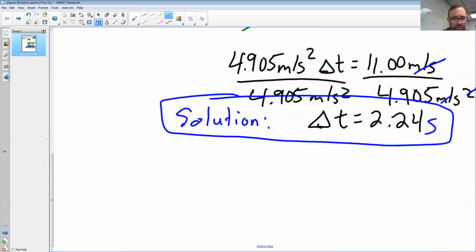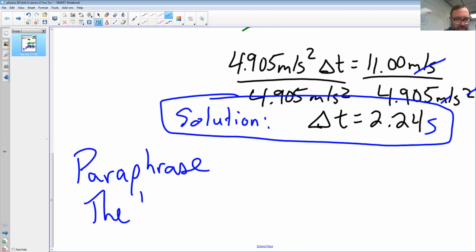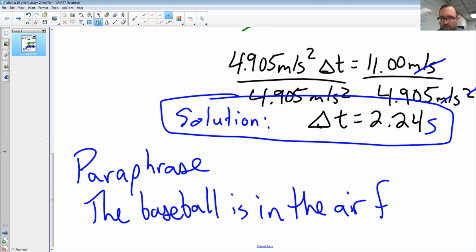Okay, so our paraphrase: the baseball is in the air for 2.24 seconds.